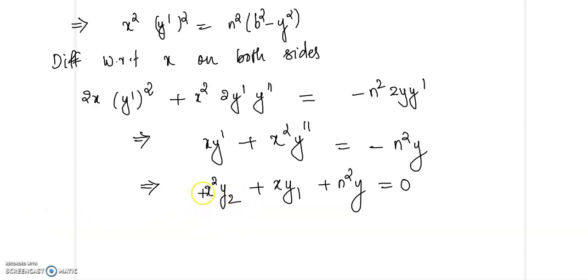Now in the first term we have a product of two functions, x square y2, and then here also x and y1. So differentiate n times using Leibniz theorem.